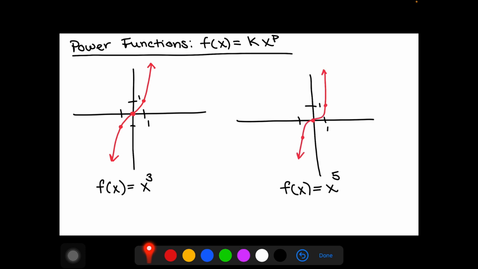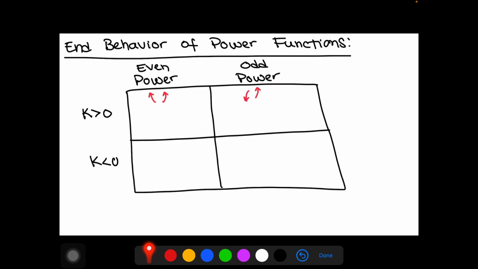graph also looks similar. Except, just like when we looked at x squared compared with x to the fourth, as we increase that exponent, the middle of the graph looks a little bit more squashed, and the ends go up more steeply. If you raise something to the fifth power, it grows more rapidly than raising it to the third power. So let's summarize what we've learned with a table.